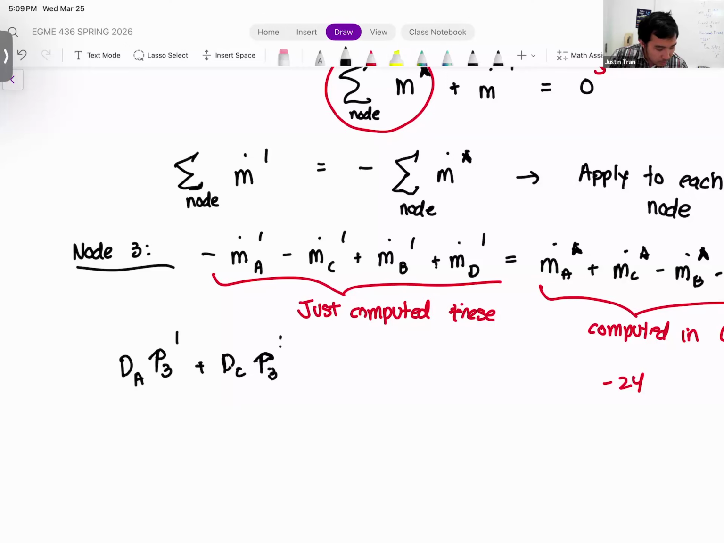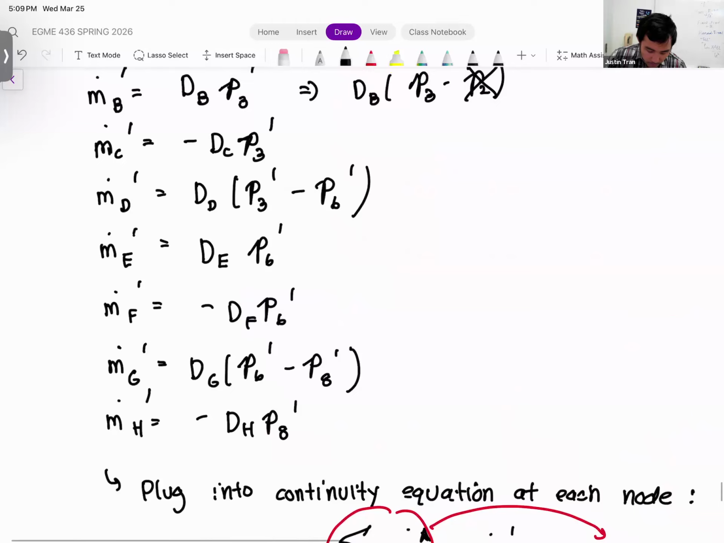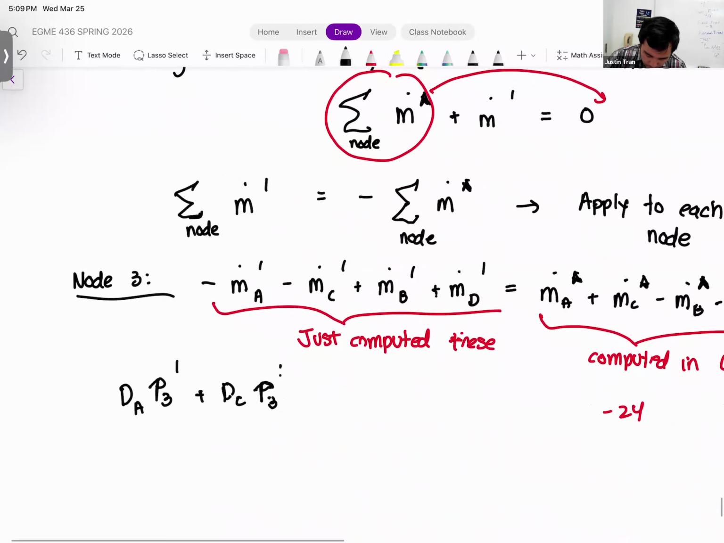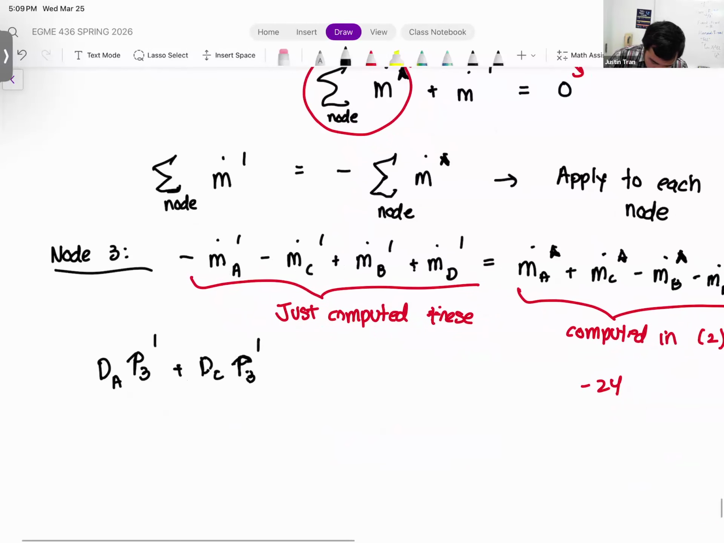We have a positive m dot b prime. So positive m dot b prime, that is a dB P3 prime. Okay. And then finally, we have m dot d prime. And so that is dD times P3 prime minus P6 prime.